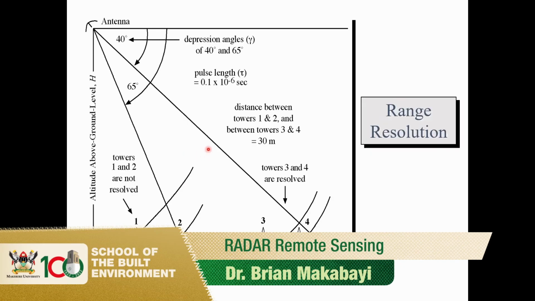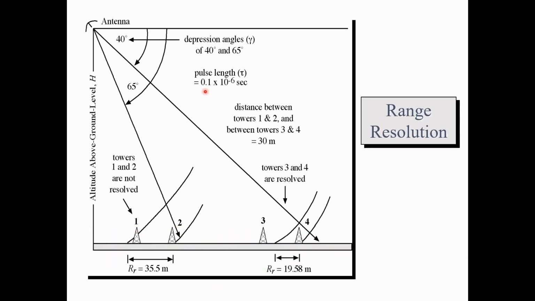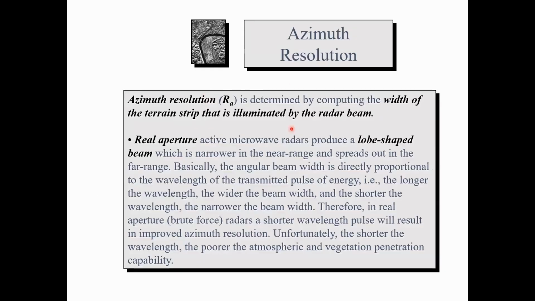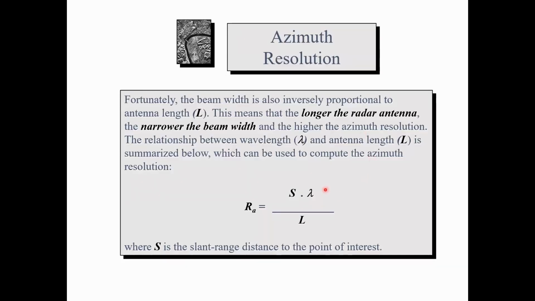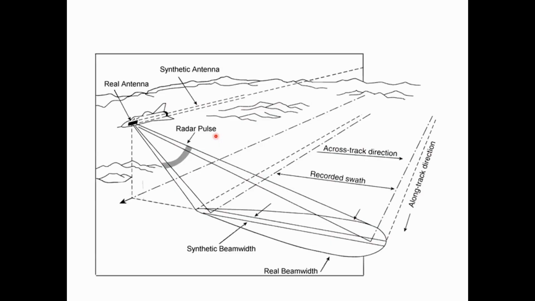I think here they have some examples with values you can try out. For the azimuth, we have explained the azimuth in detail. You can see here high azimuth resolution, and this one poor azimuth resolution. You can again look at this and appreciate. I bring your attention to the formula for the azimuth resolution, which is computed as equivalent to S, the slant range distance.